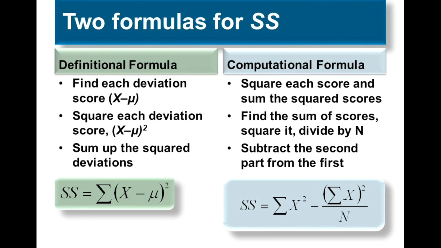This is one we're actually going to use. So sum of squares equals sum of x squared minus (sum of x) squared divided by n. And the n can either be capital N for population, or little n for samples, either one. Same formula for both populations and samples.